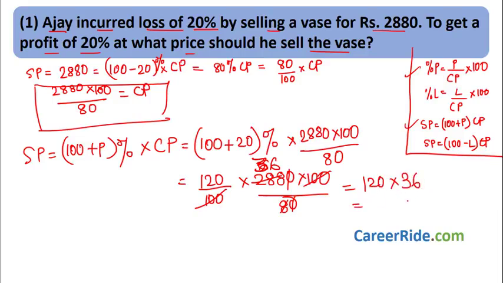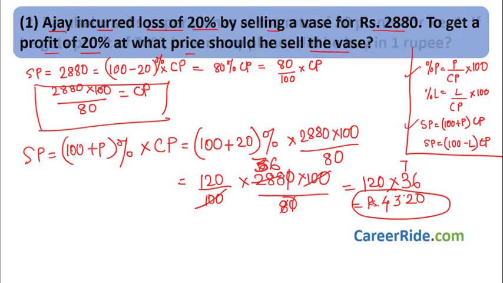Okay, 12 6s are 72. 12 3s are 36 plus 7, 43, and the 0 comes over here. So the answer is 4320. That means the vase should be sold for rupees 4320, so that Ajay will get a profit of 20%. See, using these four formulas very easily we calculated the answer.